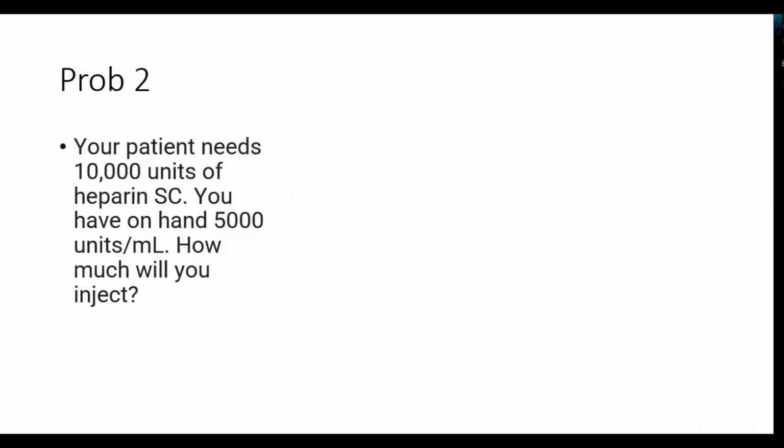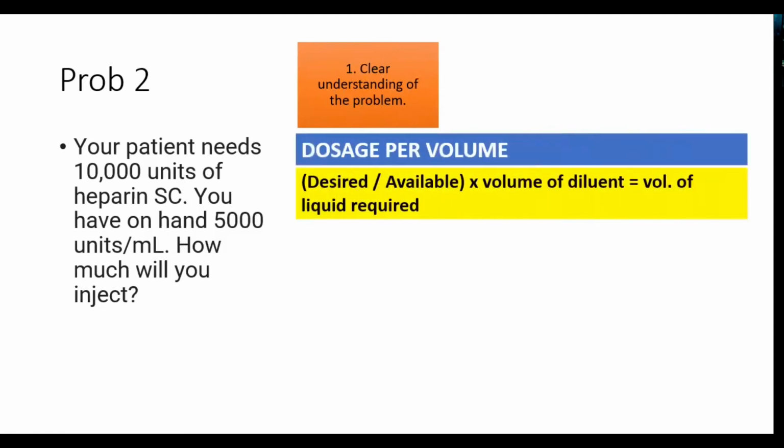Problem number 2. Your patient needs 10,000 units of heparin subcutaneous. You have on hand 5,000 units per ml. How much will you inject? Again, our first consideration is the understanding of the problem. Such a problem should follow the dosage per volume formula, which is desired divided by available multiplied by the volume of the diluent equals the volume of the liquid required.